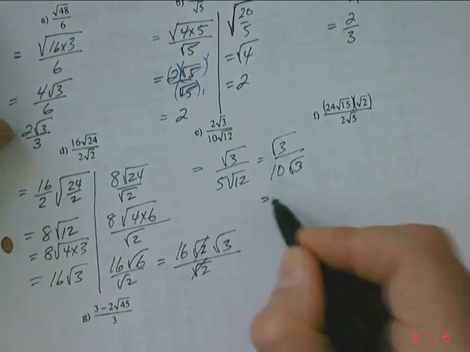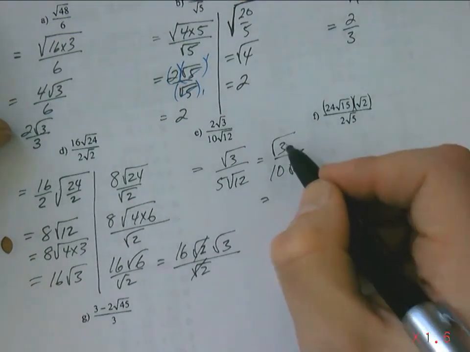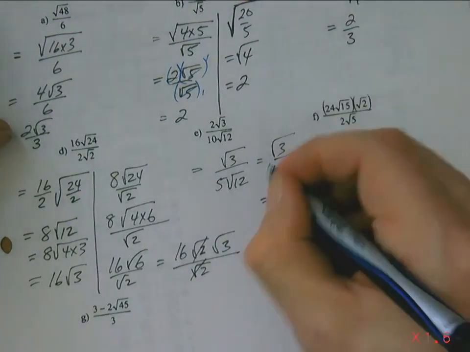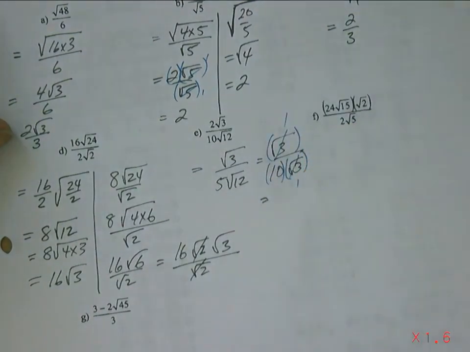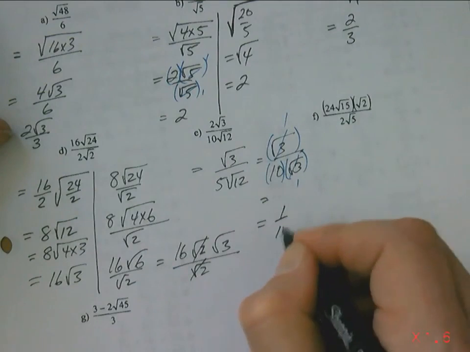I skipped some steps there that you might want to put in. I've got a root 3 on top. I've got a root 3 on the bottom. The root 3 on the bottom is being multiplied, so we can reduce, and that's going to give us 1 over 10.